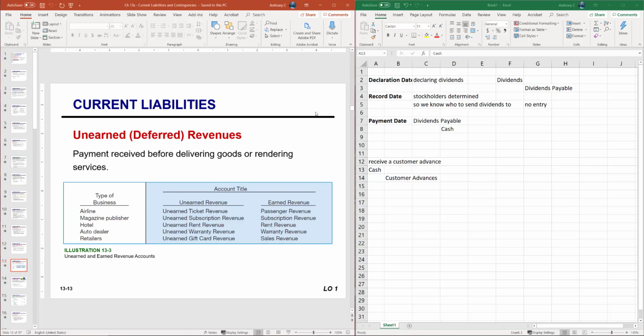The next current liability we cover is unearned revenues. Unearned revenues you should again be familiar with from Principles of Accounting and Accounting 301A. For these, there are two general journal entries you'll make. First is when you recognize it. So let's just say, for example, we receive $5,000 in advance for future rent revenue.